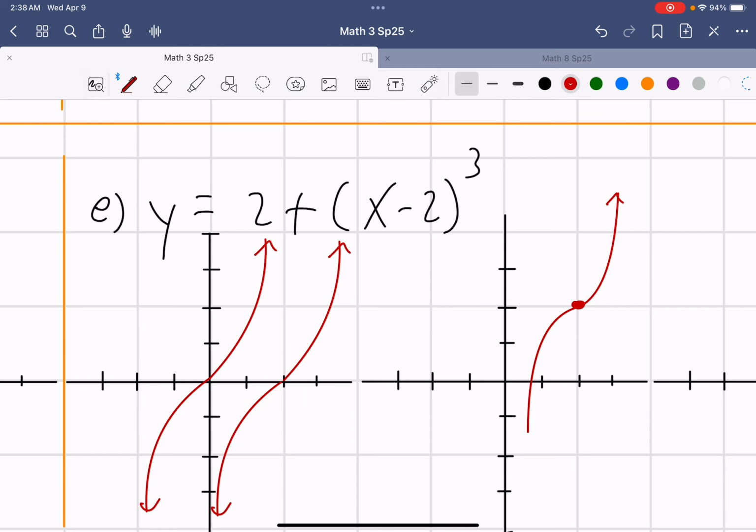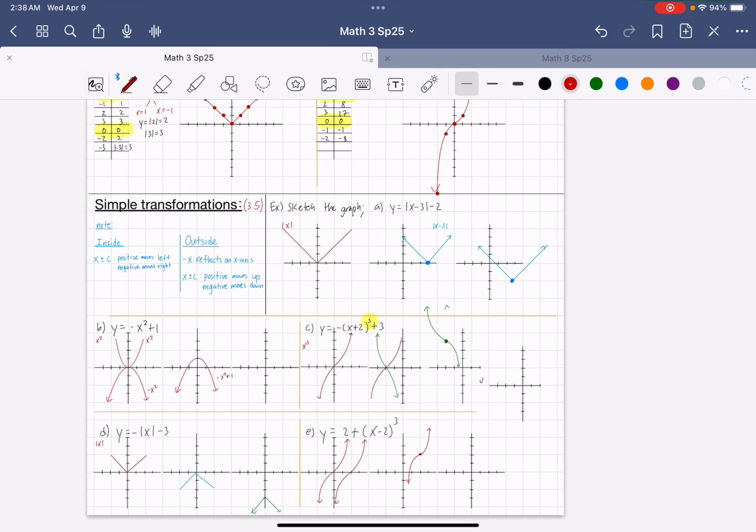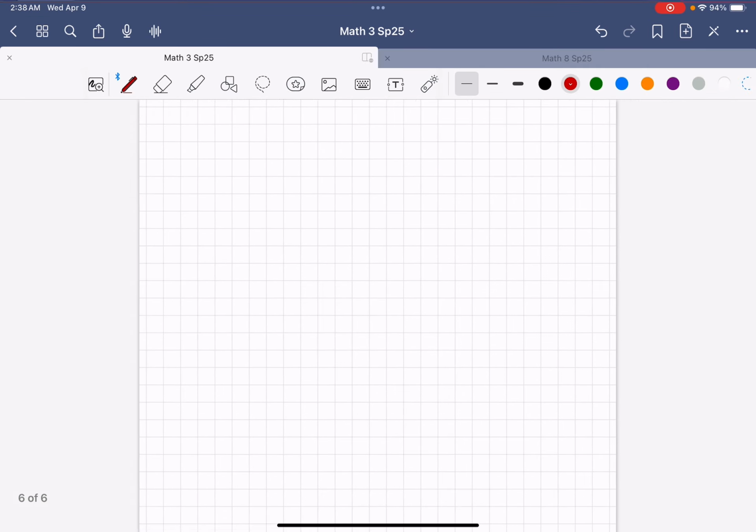And here are our graphs for non-linear functions.